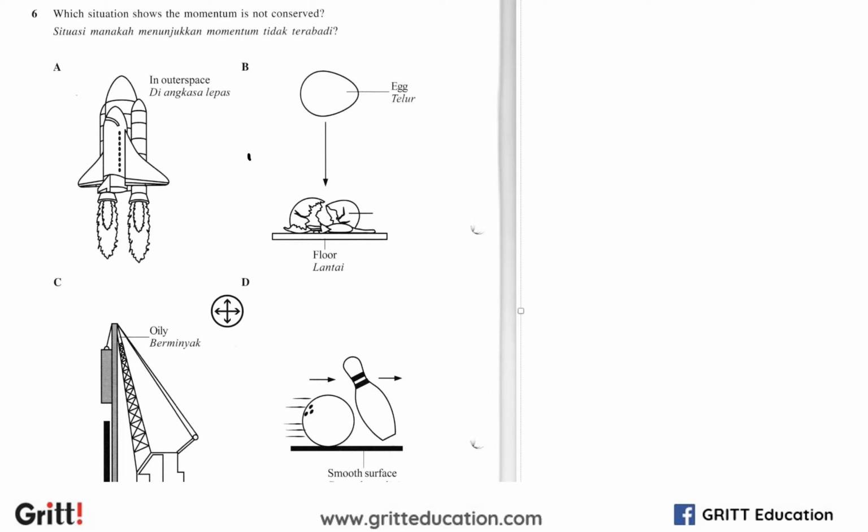Hello everyone, welcome back. Today we're going to look at question 6 of Paper 1 SPM Physics 2016. Let's take a look at the question together.